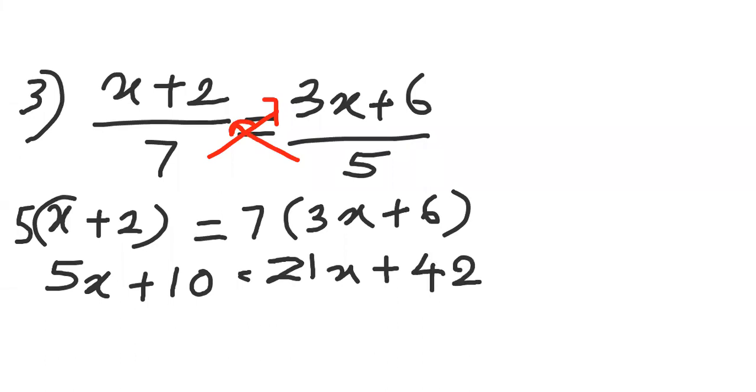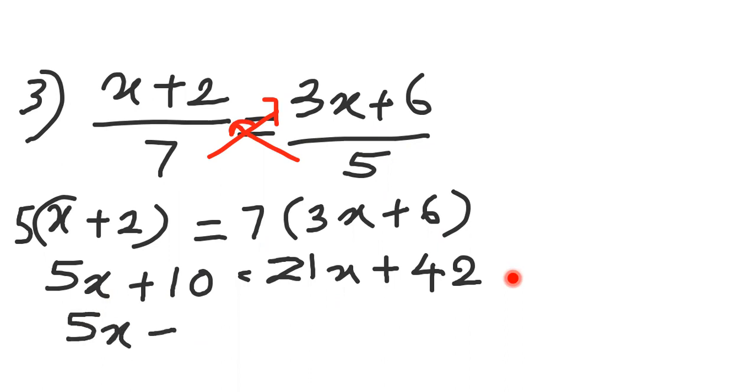What can I take? I can take 5x to this side or 21x to this side. What is better? Anything you can do. So I'll do it this way. I'll take 21x to this side because easily I can take this negative 10. So it will be positive, right?